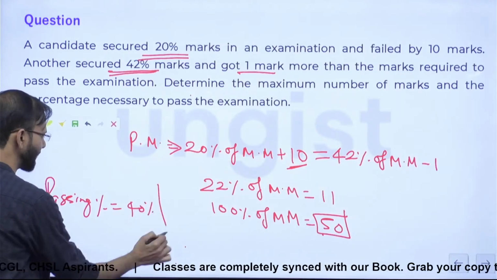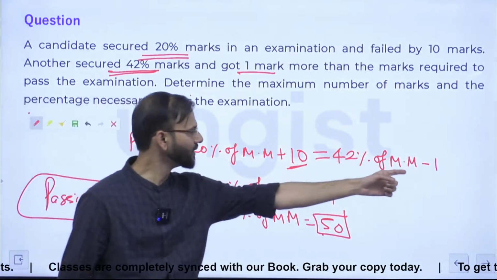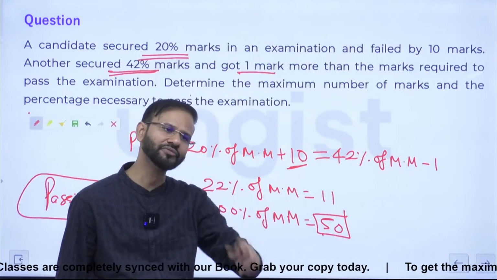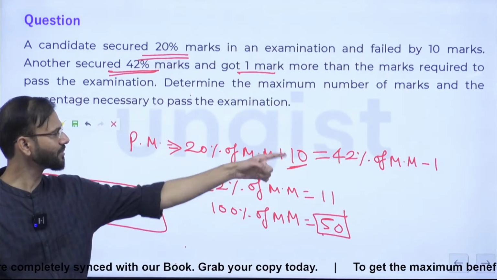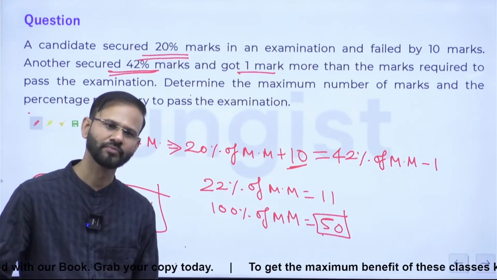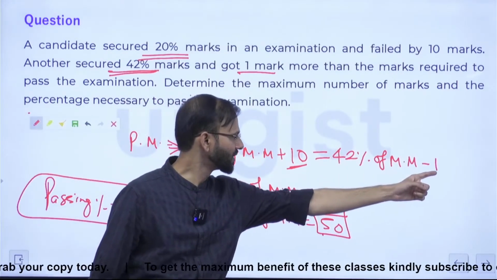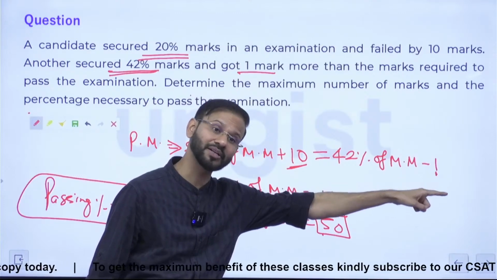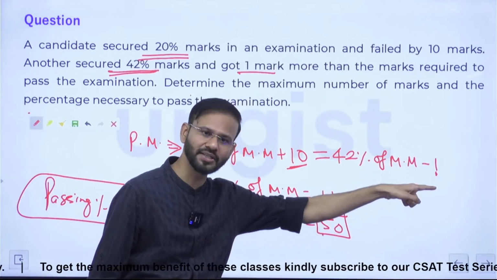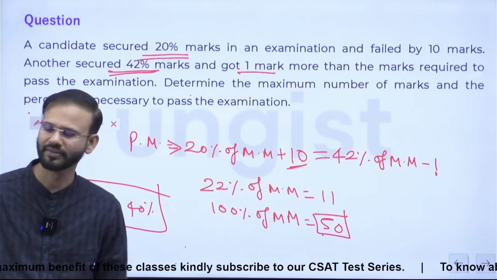Did you understand this or not? And 1 is equal to 2% of 50. So 42% minus 2 is equal to 40. You can draw it from there also. 2% equal to 1 mark. So 2% is equal to 1, right? So this is 2% of the maximum marks. So 42% minus 2% will be 40% of the maximum marks is equal to passing marks, right?